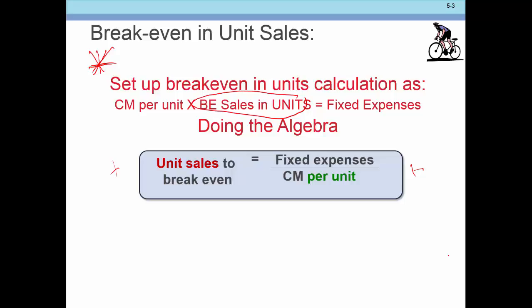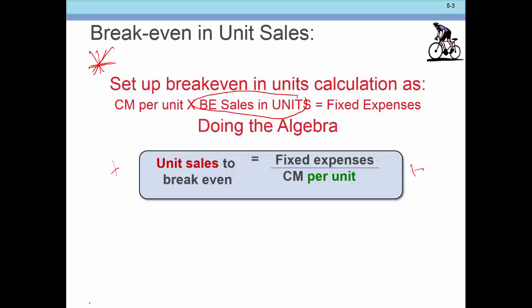If you want to break even, contribution margin per unit says what? How much of each sales dollar first goes towards fixed cost and then my profit. You set that up. You'll always be solving for the units. Divide your contribution margin per unit into your fixed expenses. That's going to give you the break even in units, right? Always set it up like that. Don't just plan on remembering that last part there, okay? Set them up the same way every time.